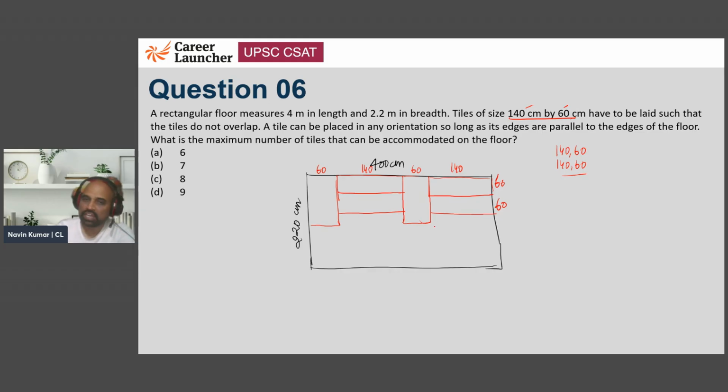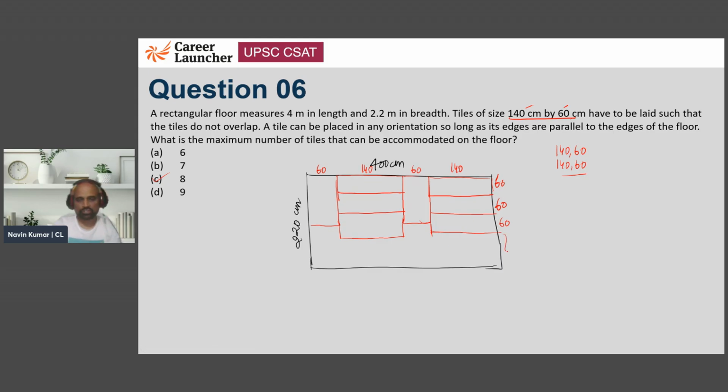How many more can we place here? Can we place another 60 here? 60 and 140, so this is 120. We can only have 100. What if we place another 60 here and we place another 60 here? So this is going to be 60. This is going to be 60. So that is 8 as of now.